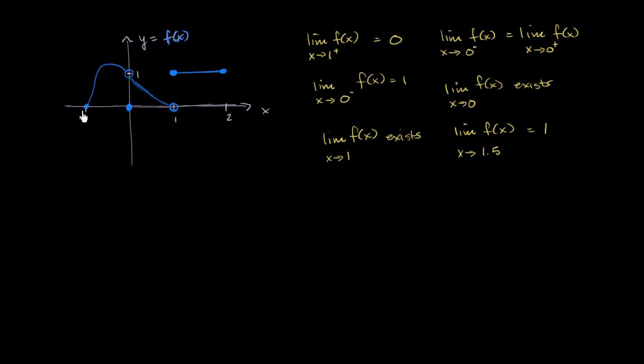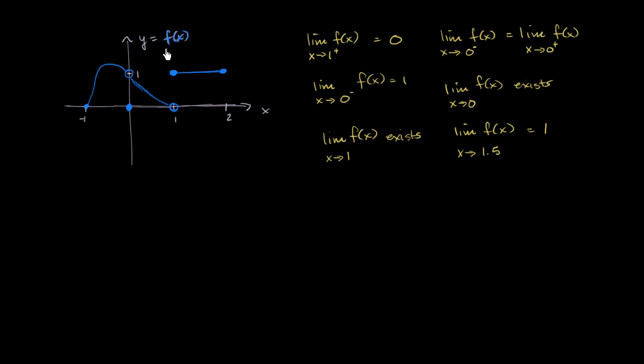So we have a function f of x graphed right over here, and then we have a bunch of statements about the limit of f of x as x approaches different values. And what I want to do is figure out which of these statements are true and which of these are false. So let's look at this first statement. Limit of f of x as x approaches 1 from the positive direction is equal to 0. So is this true or false?